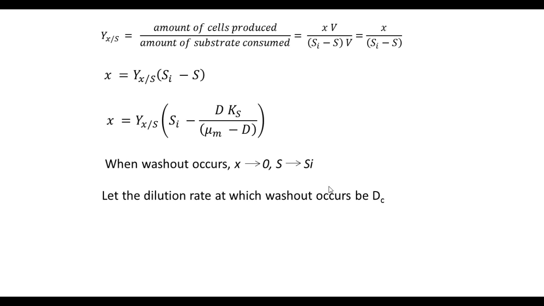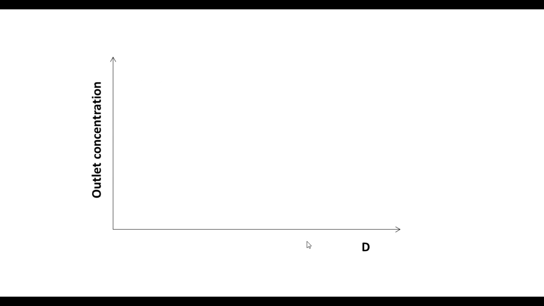Let the dilution rate at which washout occurs be DC, or the critical dilution rate. From the Monod model, mu m into Si by Ks plus Si must be equal to DC, because at DC S tends to Si, the concentration in the inlet stream. Therefore, we are replacing S with Si. Mu m Si by Ks plus Si is DC, and if we plot the outlet concentration versus the dilution rate, we are plotting the outlet concentration of cells, which is given by this equation.